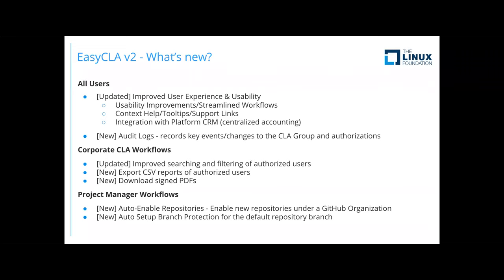And especially relevant for corporate CLA workflows, we have improved searching and filtering of your authorized users. We also have provided the ability to export your authorized users list as a CSV, as well as download signed PDFs. So you'll be able to download those directly from the EasyCLA tool. And then finally, for project manager workflows, we've got things such as auto-enabled repositories. So you're enabling new repositories under the GitHub org, and also auto setup of branch protection for default repository branches.